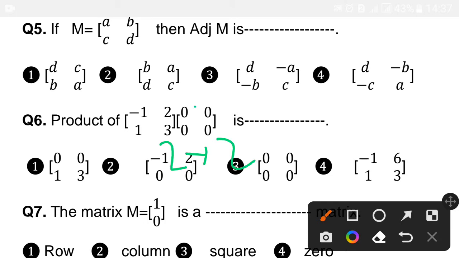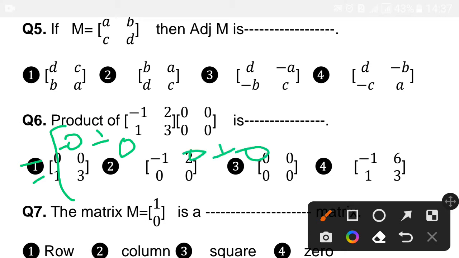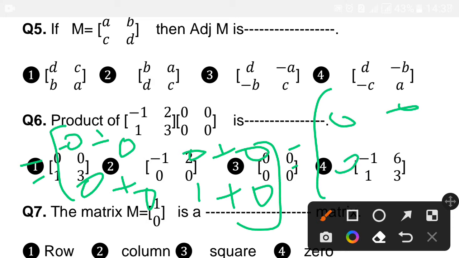2 by 2 and the second is also 2 by 2. So the number of columns and number of rows are equal, and the required order of the matrix will be 2 cross 2. Now let's multiply them. We get minus 1 into 0 which gives 0, plus 2 into 0 which gives 0. We multiply first row with first column, then first row with second column, which gives minus 1 into 0, 0, 2 into 0, plus 0. Now second row with first column, 1 into 0, 0, 3 into 0, 0. And second row with second column, we get 1 into 0, 0 plus 3 into 0, 0. So we get 0, 0, 0 and 0. So the result is the 0 matrix.